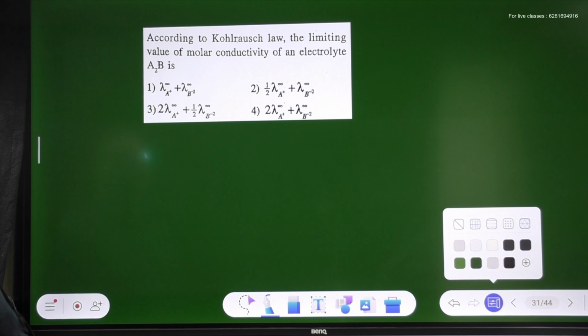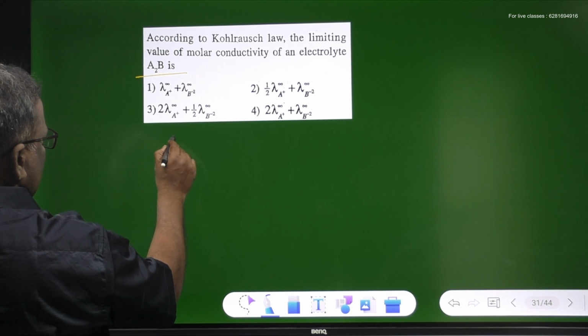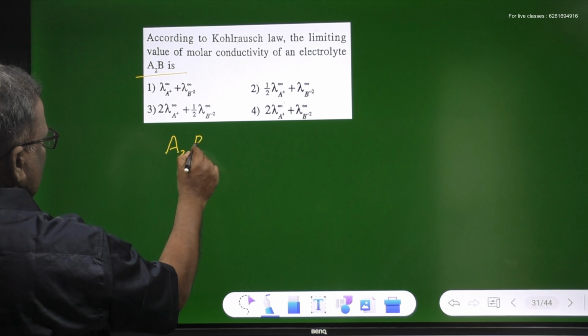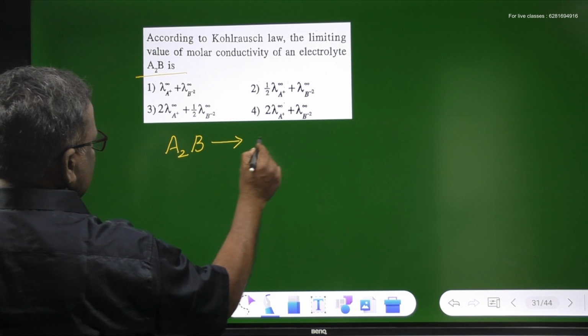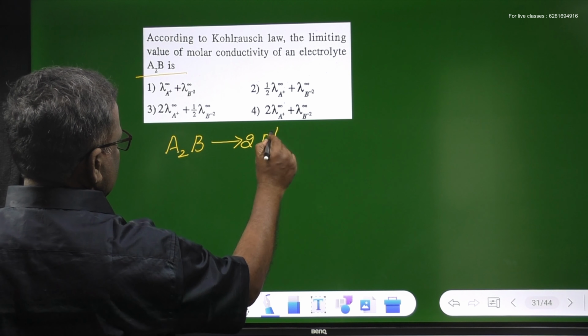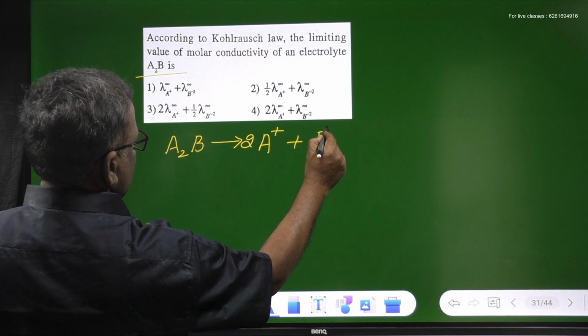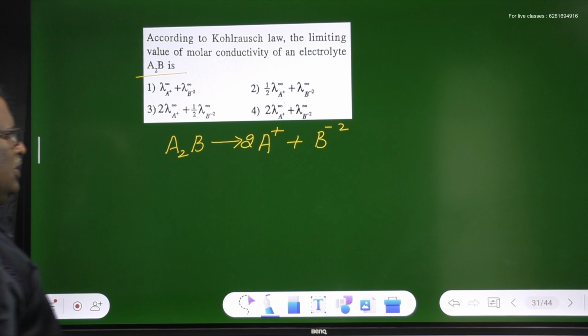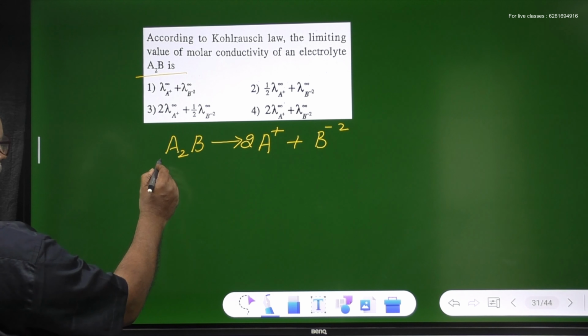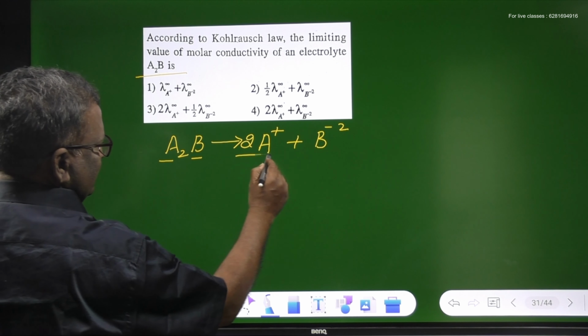According to Kohlrausch law, the limiting value of molar conductivity of an electrolyte A2B ionizes as 2A+ plus B^2-. It is dissociated like this, because naturally in any compound this is cation and this is anion. So dissociation will be like this.